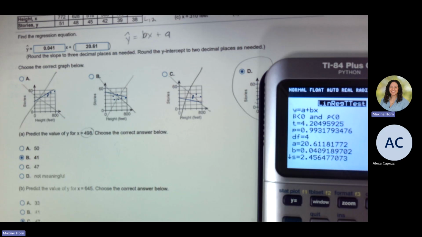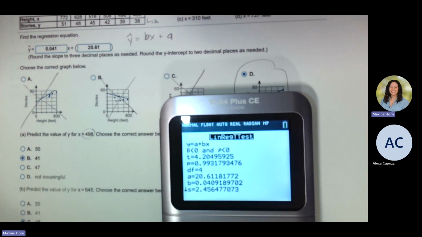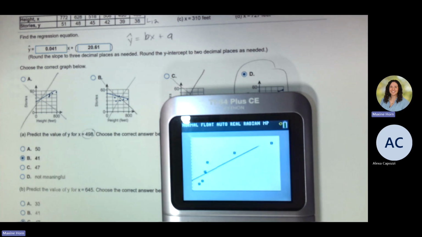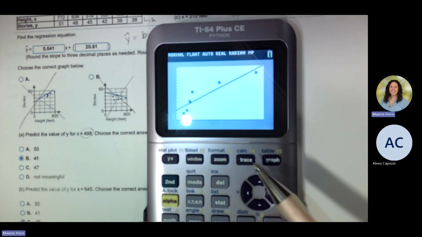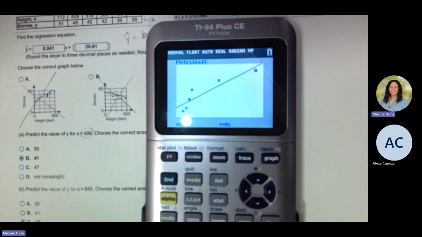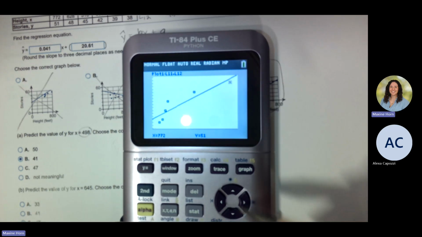Or we could have our calculator do it, right? So we're going to go back to Zoom and then number 9, which is Zoom Stat. Okay, now what we can do is we can hit this trace button right here, trace. If you hit trace, you notice some things pop up. Sorry, that reflection is kind of annoying. So if you use the up or the down buttons, what that's going to do is it's going to alternate between selecting your data points, like those individual points, and selecting the line itself, the line of best fit.